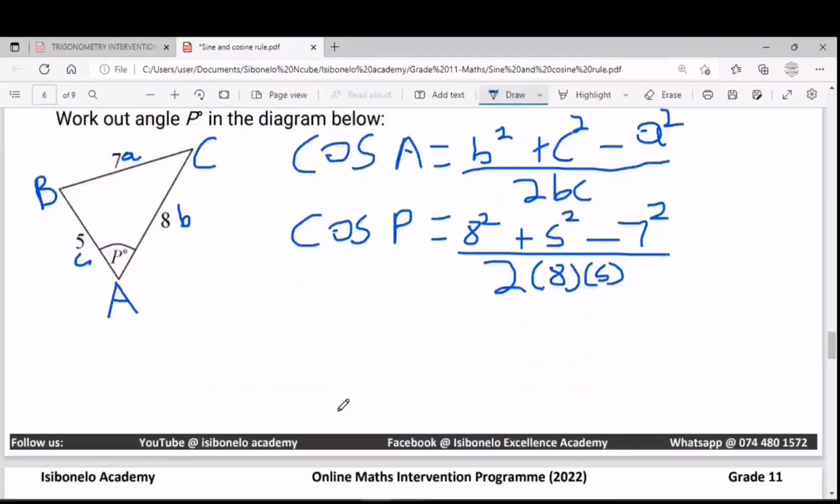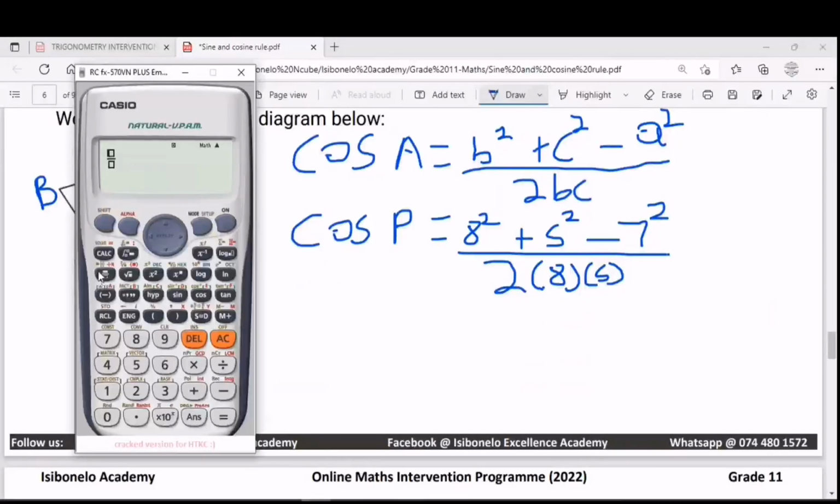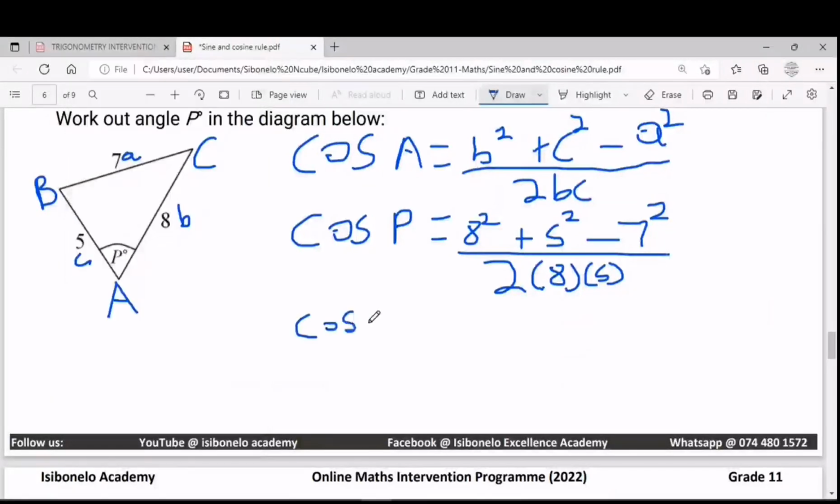Then so shaya you calculate again. So fraction 8 squared plus 5 squared minus 7 squared all over 2 times 8 times 5. Then kupuma u-0.5, that is half, 1 over 2, so 0.5. So kusho ukuthi sino cos P equals to 0.5.